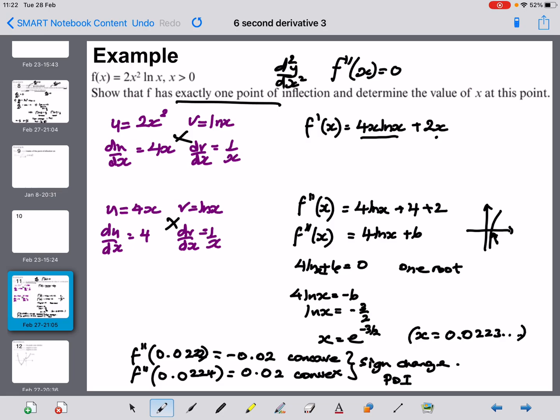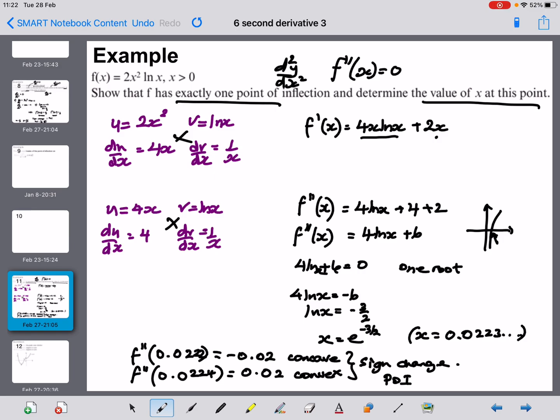Okay, so we've shown that there's one root because there will only be one point of intersection. We've worked out the x value because that's all we needed. And then we've confirmed that there is a point of inflection by looking to see if it's concave and convex on either side.